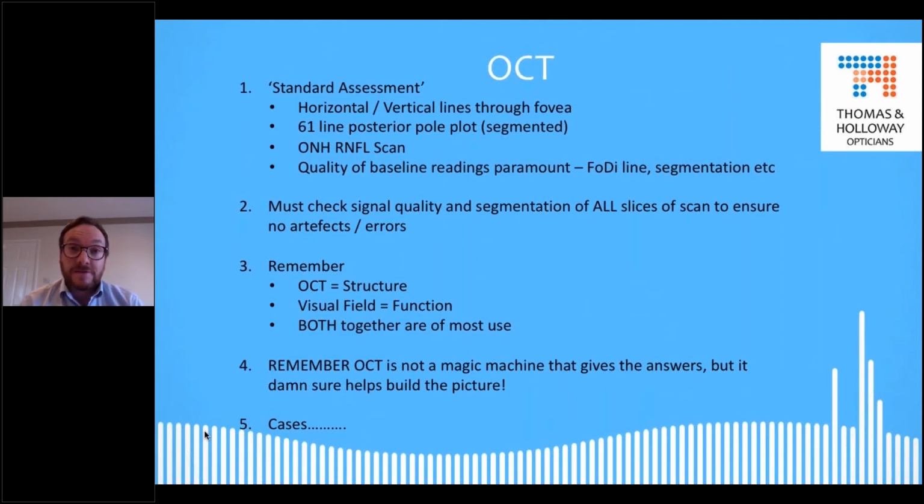It doesn't give us the answers, but it damn sure helps build up the picture, as we'll see from some of the cases, two in particular, that we're about to discuss. So let's get into the cases. Hopefully, I'm not trying to teach you to suck eggs. I'm sure that for nearly everybody on this webinar, those things are just a very brief refresher of the things that we already know and are probably doing on a day-to-day basis.